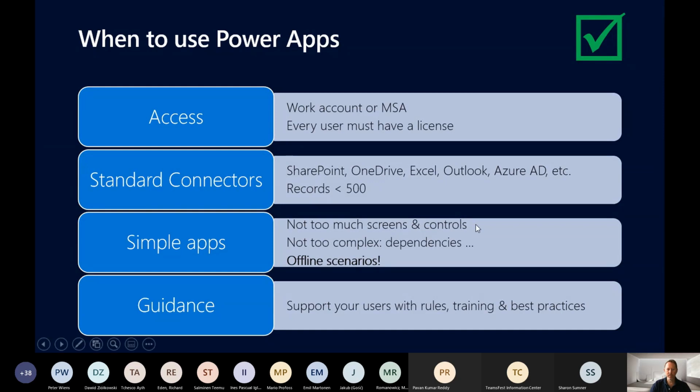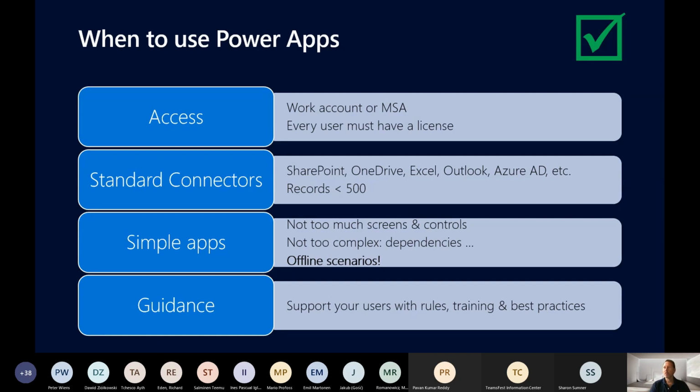So first of all, every user here needs to have a work account, which means the user must be in my tenant, in my Office 365 tenant. He must authenticate with his work account. Secondly, every user that is using a Power App must have a license for Power Apps. Well, there are free licenses for Flow and for Power Apps, but if you want to create or modify Power Apps, of course, you need to have a valid license for that.